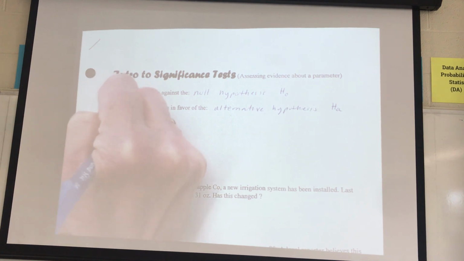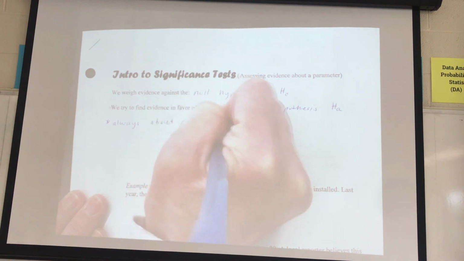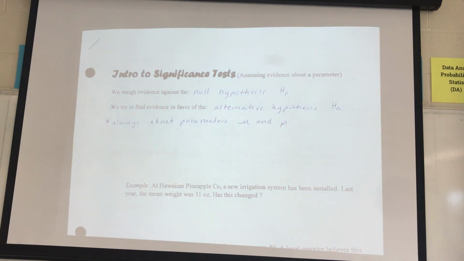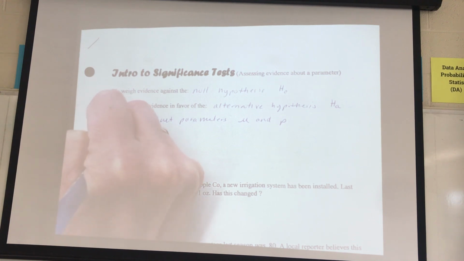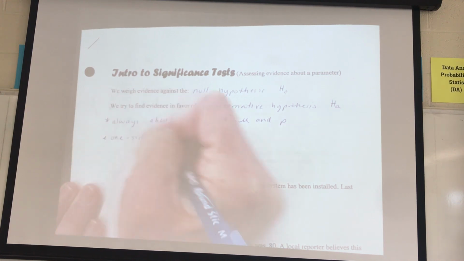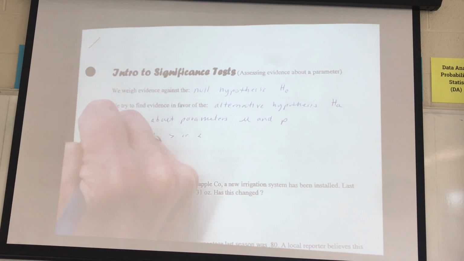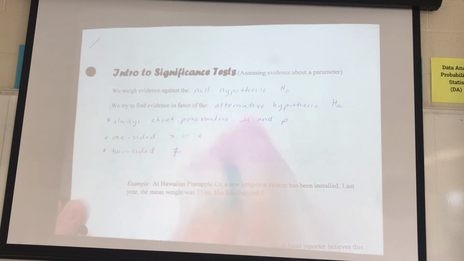You need to know that it's always about parameters. So our parameters are mu and p. So you're never going to write a hypothesis concerning x bar or p hat. You can only use mu and p to write your hypothesis statements. So you can have hypothesis statements that are one-sided. One-sided statements are going to have greater than or less than symbols in them. Or we can have something called two-sided. And to be two-sided, you will have a does not equal.